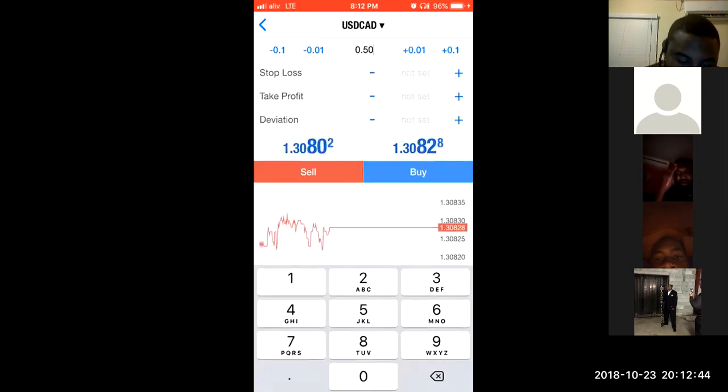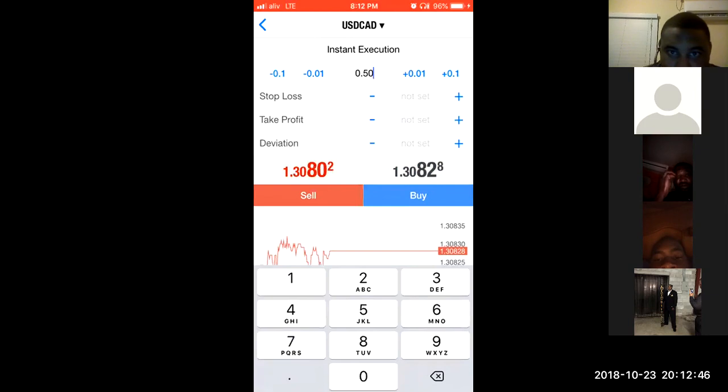The first one, this here, where the figure is 50 cents, that's your lot size. Basically, what I use is I don't go more than 5% of my balance. If my balance is $100, I don't go more than 5 cents on the lot size. So I can go 5 cents on the lot size.